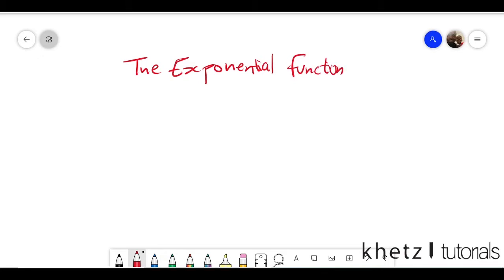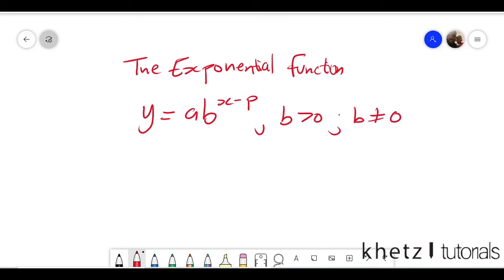The exponential function has the following form: y equals a times b to the power of x minus p, where b is greater than 0 and b is not equal to 1. So this is the general form of our exponential function, and we can note a few things about it. It has an asymptote at y equals q.